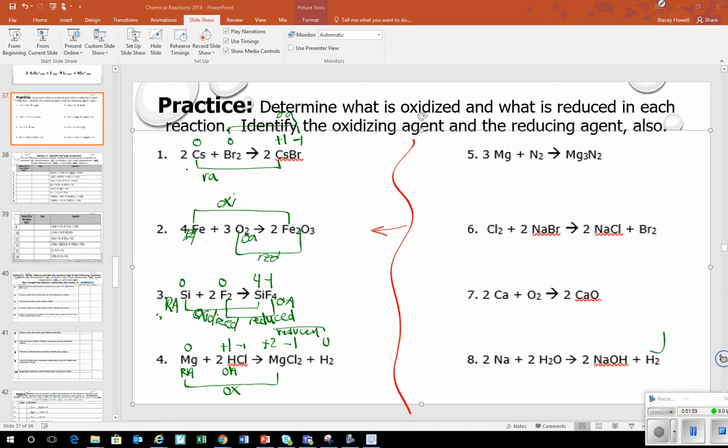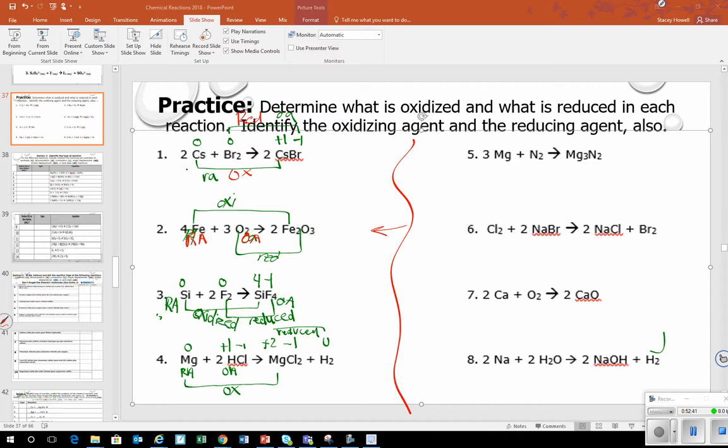Okay, let's look at each of these really quickly. If you just have elements, this makes it really easy. If you just have elements and they combine, the first one's always going to be positive, the second one's always going to be negative. You don't have to know what number they are. It'll go from 0 to a positive or 0 to negative. So the first one's always going to be oxidized, and it is the RA. And the second one's always going to be reduced, and it is the OA. Okay? So again, the first one's oxidized, it's the RA. Second one is reduced, and it's the OA.